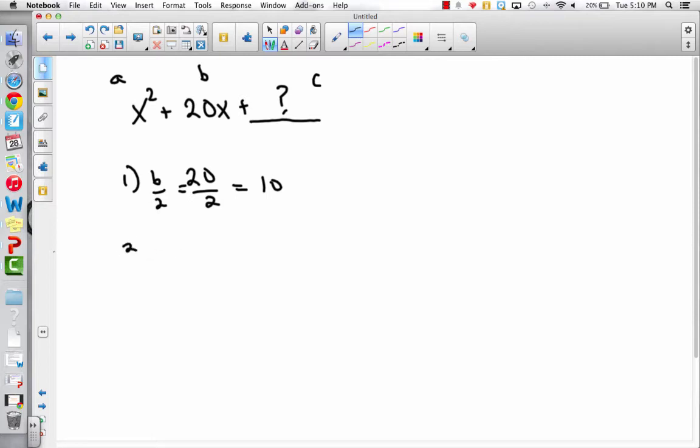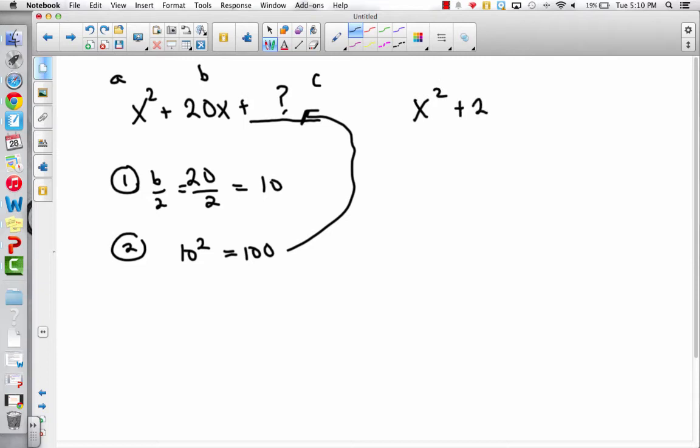Step 2 is to square it. So we're going to take 10 squared, which gets us 100. So that is our final value. So when we plug that in, we get x squared plus 20x plus 100. And there's our perfect square trinomial. And if you were to factor that, it could work out x plus 10 and x plus 10. If you FOIL that, you get what we started with, so you're ready to go.